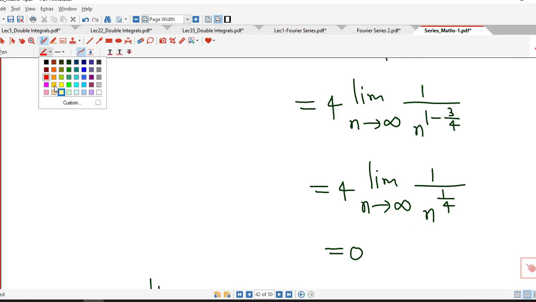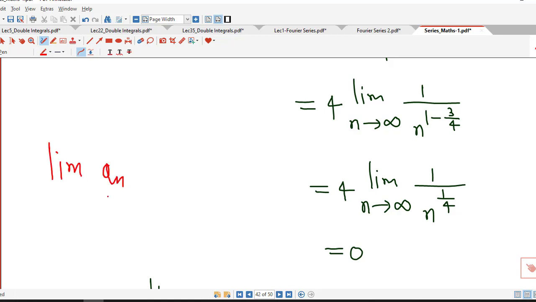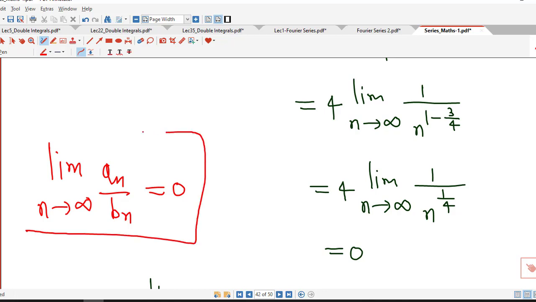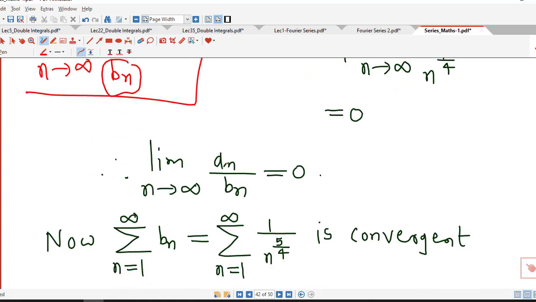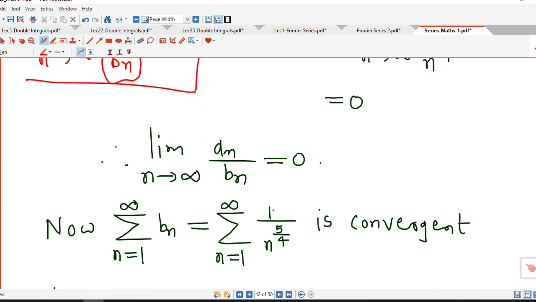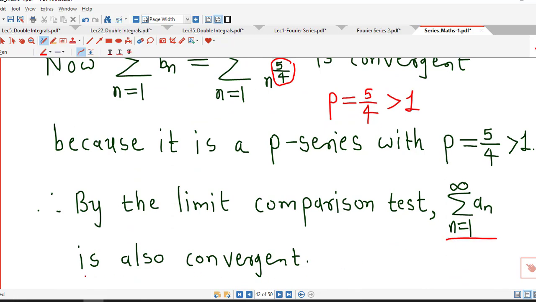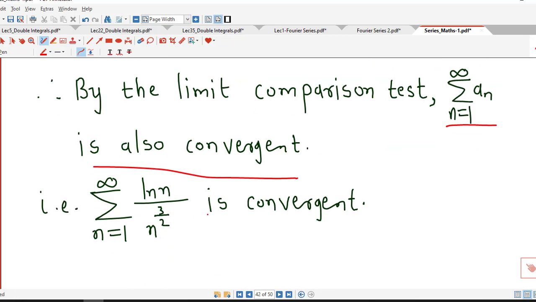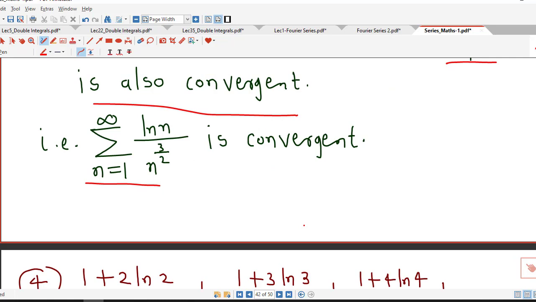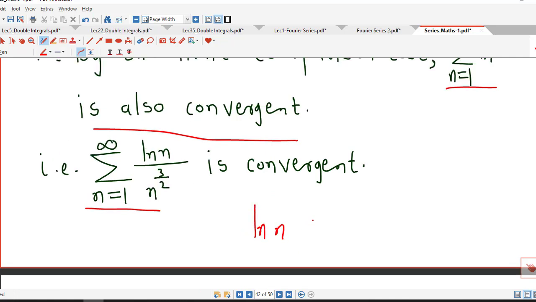So in the limit comparison test we have three parts, and here we have the case that the limit of an upon bn is 0 as n tends to infinity. So if our selected series is convergent, then the given series is convergent. Now the selected series is sigma bn equal to sigma 1 over n raised to 5 by 4, and this is a p series with p equal to 5 by 4 greater than 1. So it is convergent, and therefore by the limit comparison test sigma an is also convergent, and this was the series sigma an.